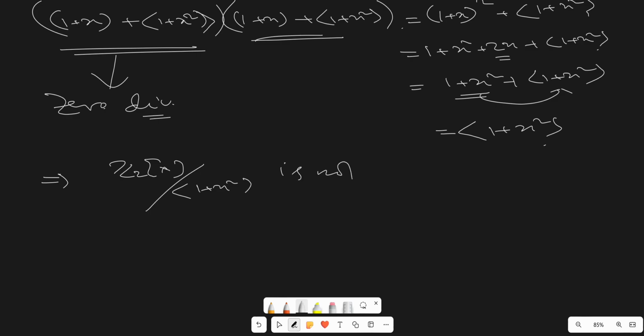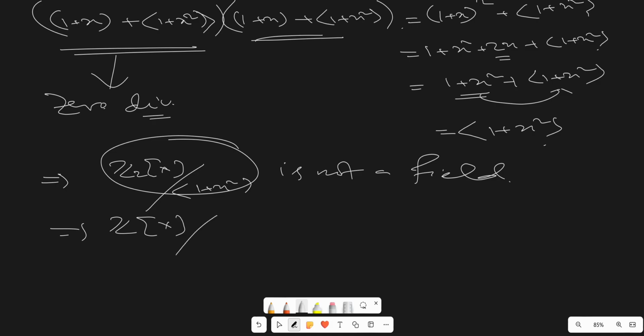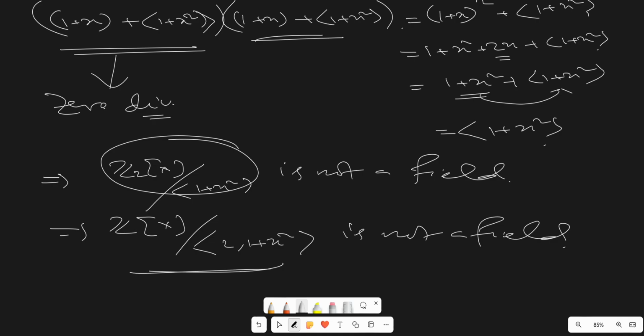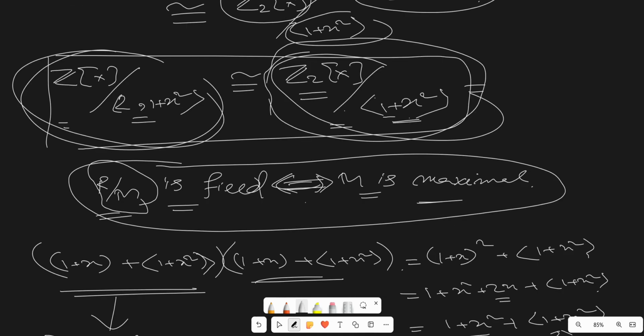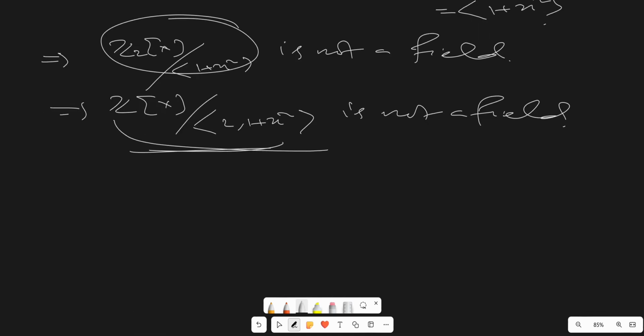is not a field. If it is not a field, this implies that the structure Z[x] by the ideal generated by 2 and 1 plus x square is not a field, because these two structures are isomorphic. This structure and this structure are isomorphic, so this cannot be a field. If this is not a field, this implies that this ideal generated by 2 and 1 plus x square is not maximal.